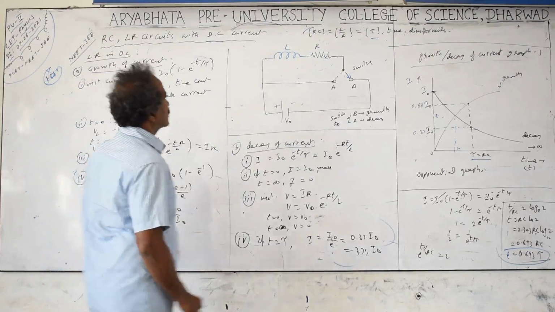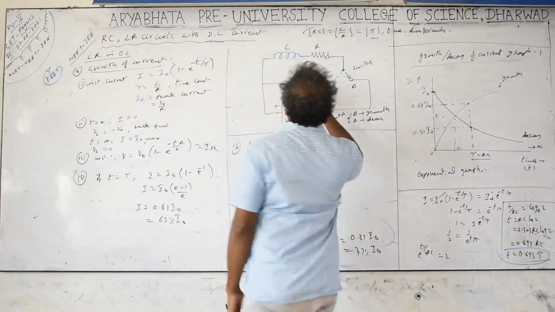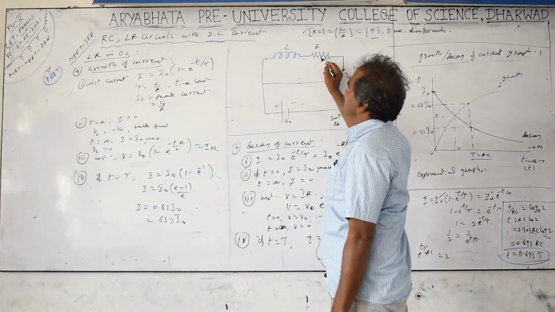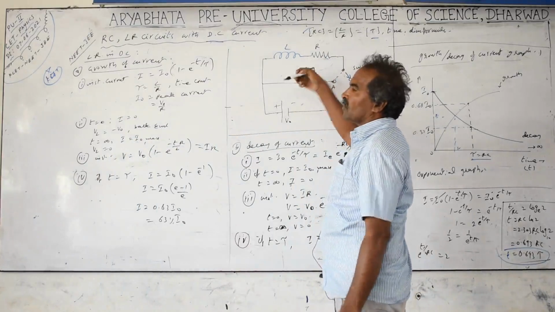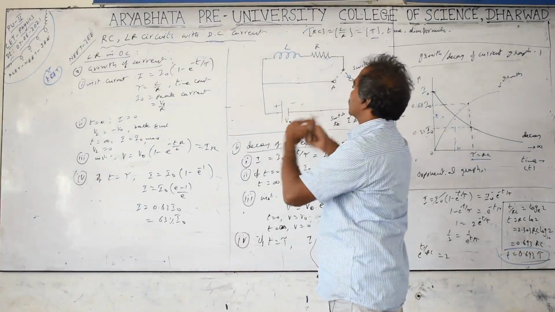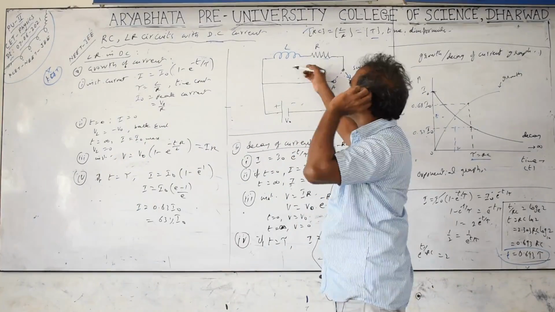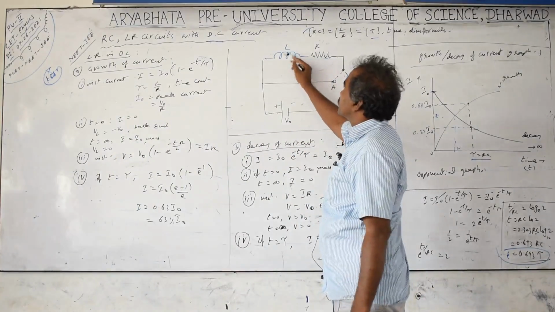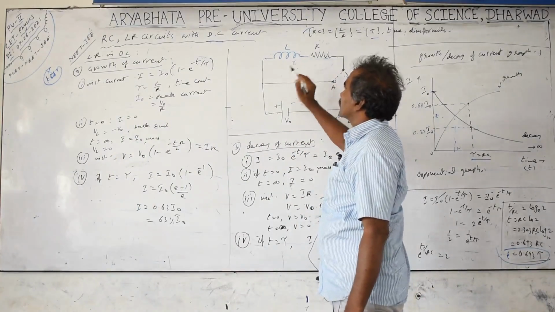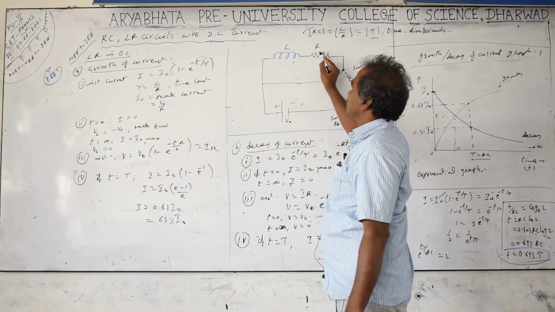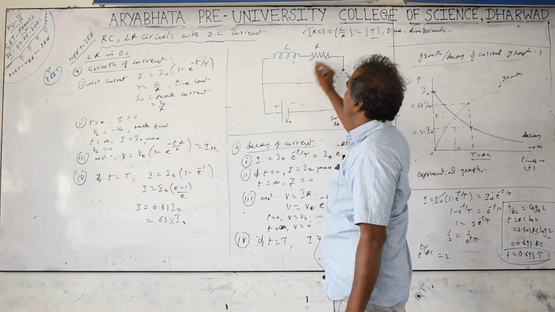In the second part of this topic, we take an inductor connected in series with a resistance. Sometimes an inductor is only a coil. A wire in the form of a loop is called an inductor. Any coil or solenoid is an inductor. Inductance is L. If this wire has a resistance r, that resistance comes in series with the external resistance R. So the total resistance in the formulas is taken as R plus r.